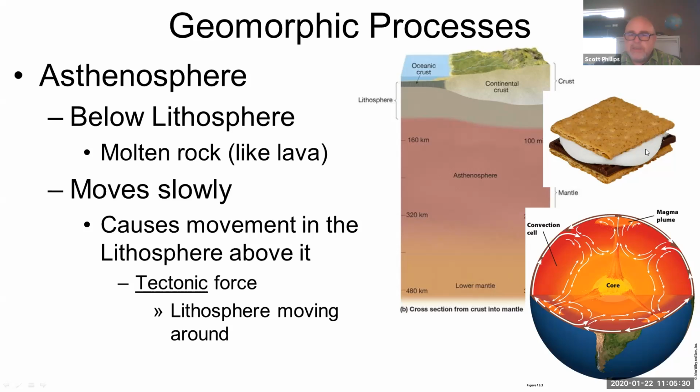Just to simplify things, I like to think of it as if you've ever eaten a s'more, the asthenosphere is like the gooey middle part, and the lithosphere is like the solid graham cracker on top. You can imagine if you grab that graham cracker, you can slowly kind of move it around on top of that gooier material.